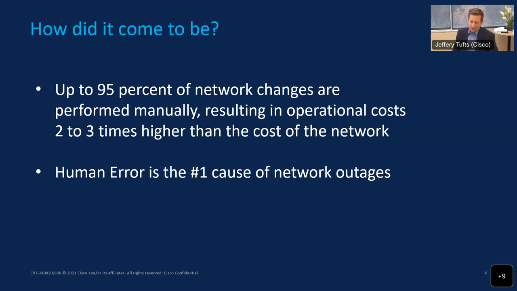And so we call out here a stat that has been around for decades, my whole career, that human error is by far the leading number one cause of network outages. And so the intersection that we see is, well, geez, it costs quite a bit of money to operate a network, and if we're doing that through human labor, that's also likely the cause of our number one network outages.